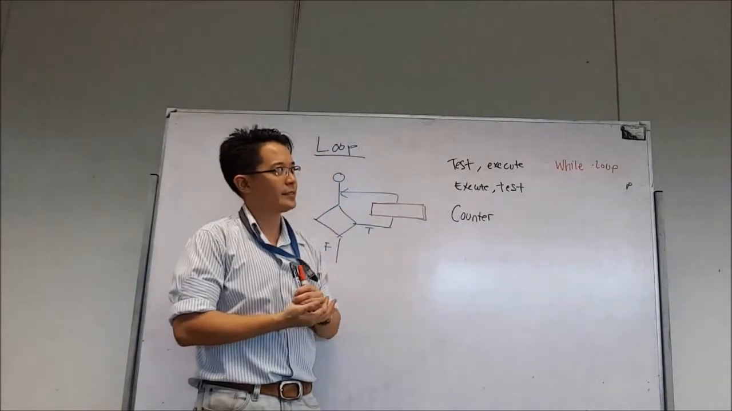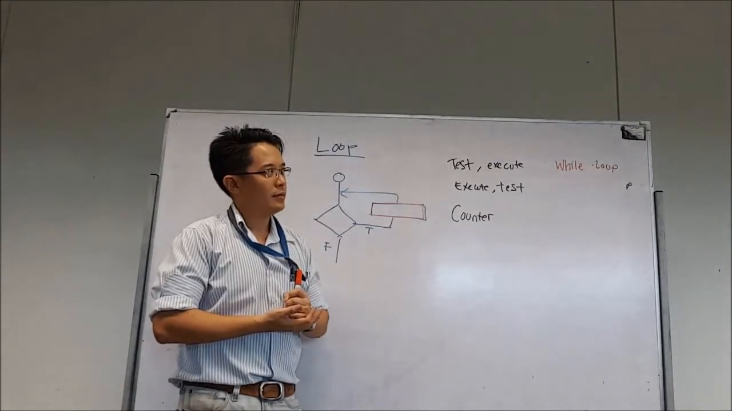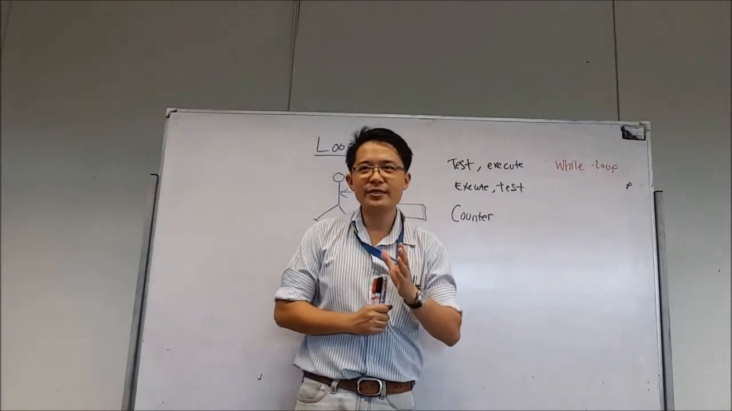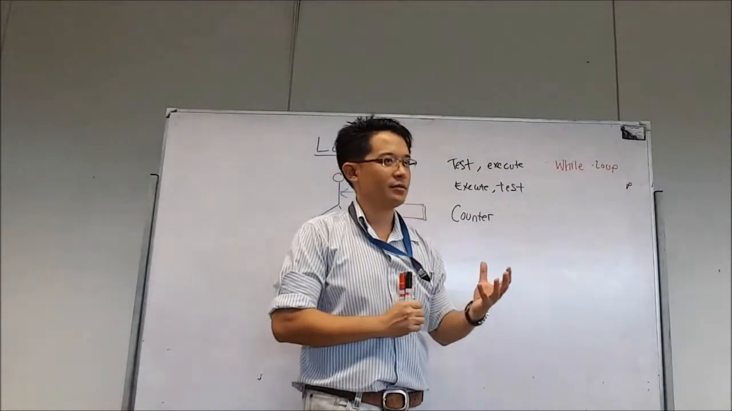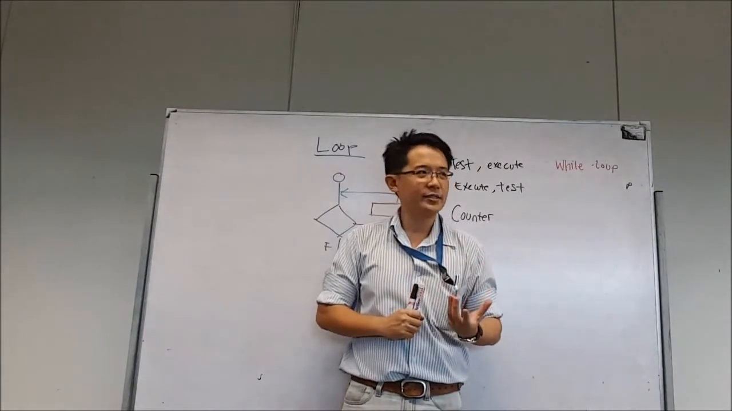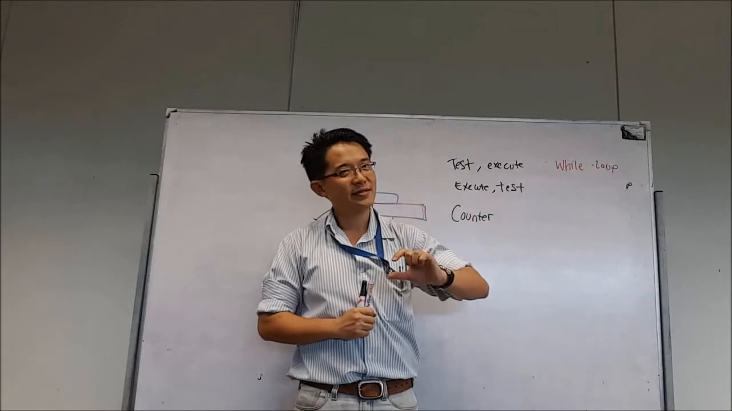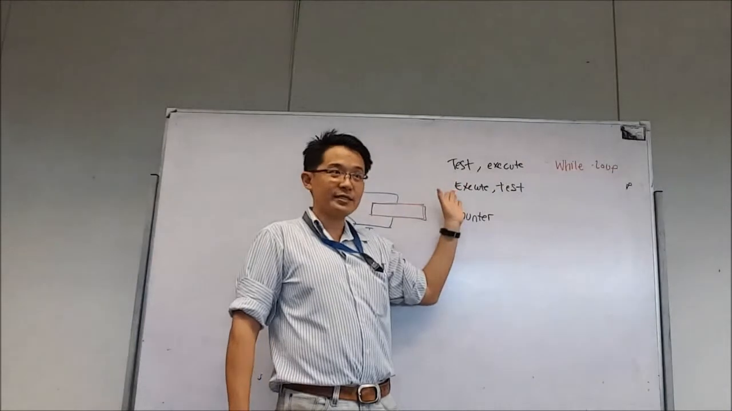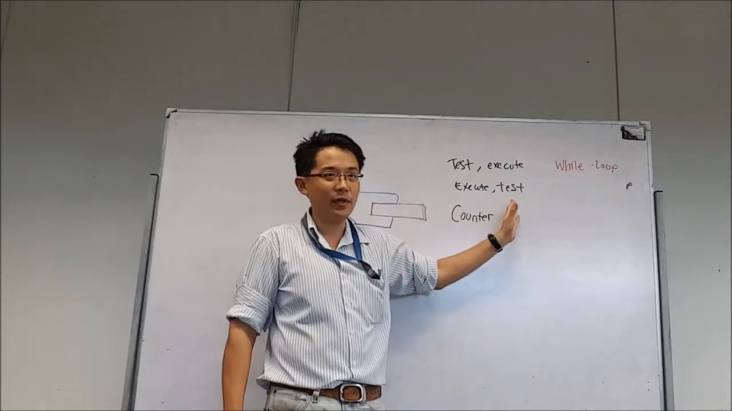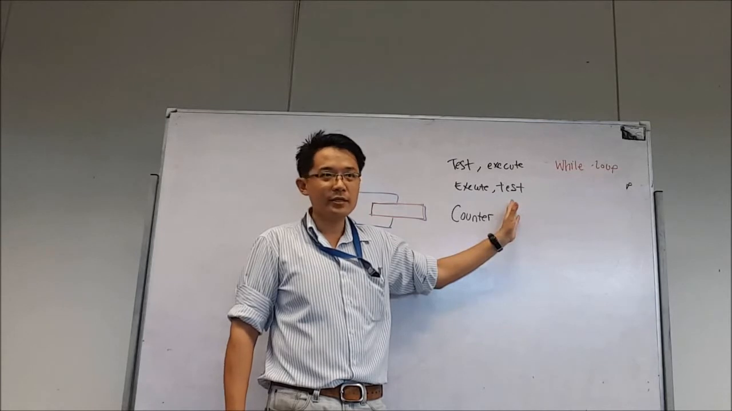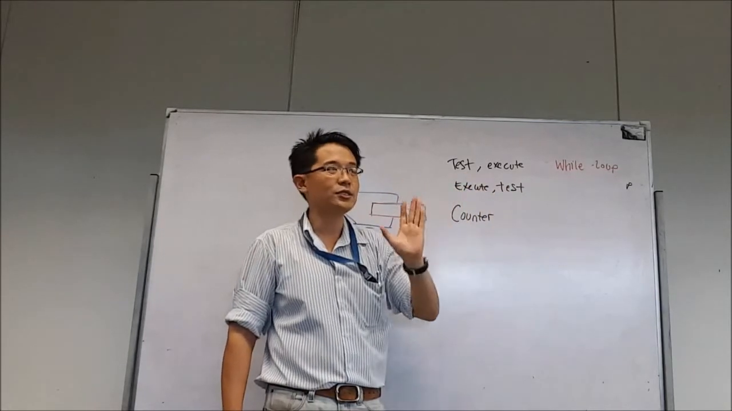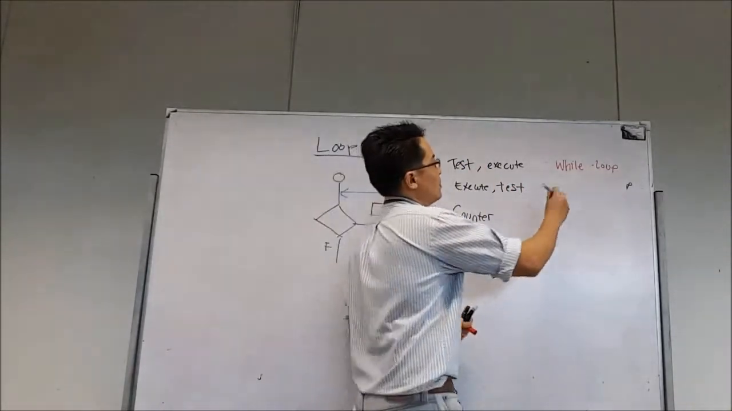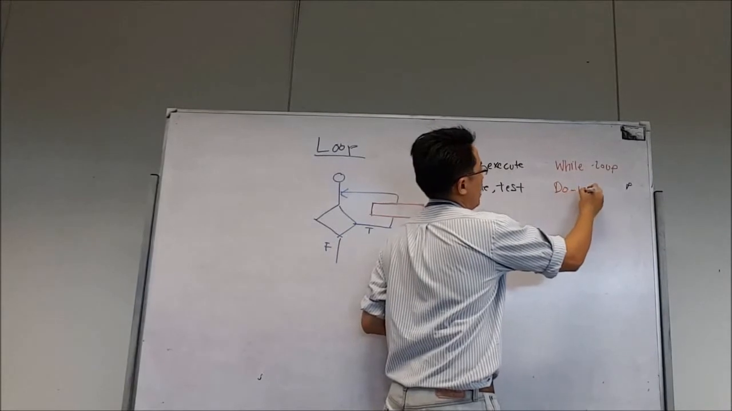Okay, for example, deduct from 100 ringgit until there's no balance. So you deduct, then you check the balance. Which one do you do first? You execute the deduction first, then you test whether the balance is above 0 or not. So you execute, then you test. In this kind of situation, it's called do while. You do first, then you only test. Do while loop.